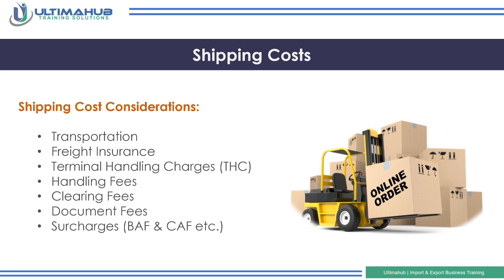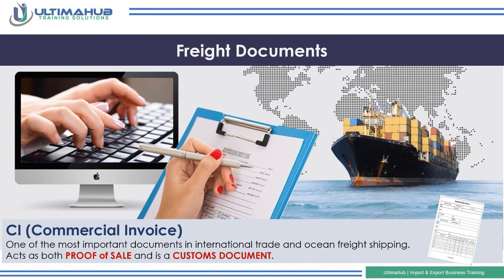The freight documents, so we're going to show you some of the more common freight documents that are required. The CI is a commercial invoice. It's one of the most important documents in international trade and the freight shipping process. It's proof of sale and is a customs requirement document, so you will need one of these. It's beneficial to have all of your testing reports, your lab testing, and your quality control reports ready to submit with these as well. Copies, obviously, but it's good to have these ready when you are submitting these at the customs port.